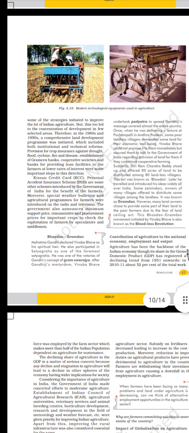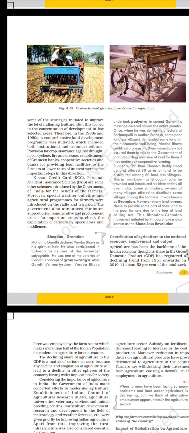Bhudan and Gramdhan. Mahatma Gandhi declared Vinoba Bhave as his spiritual heir. He also participated in Satyagraha as one of the foremost Satyagrahis. He was one of the votaries of Gandhi's concept of Swarajya. After Gandhi's martyrdom, Vinoba Bhave undertook a Padyatra to spread Gandhiji's message and covered almost the entire country.